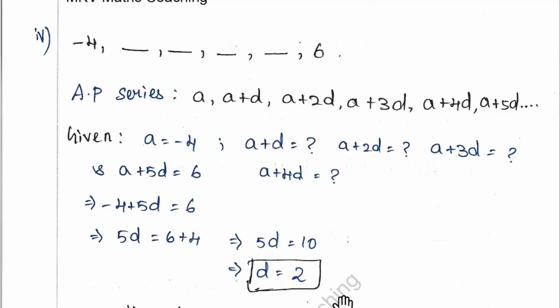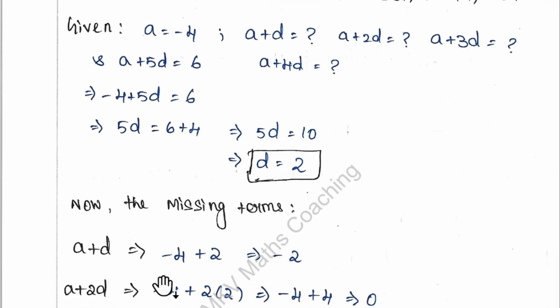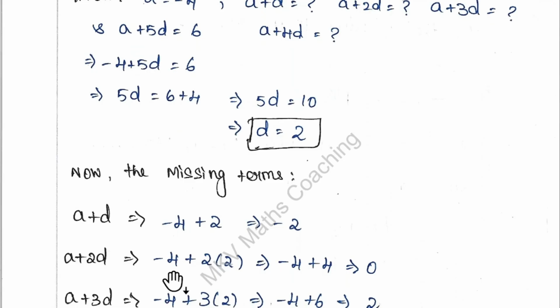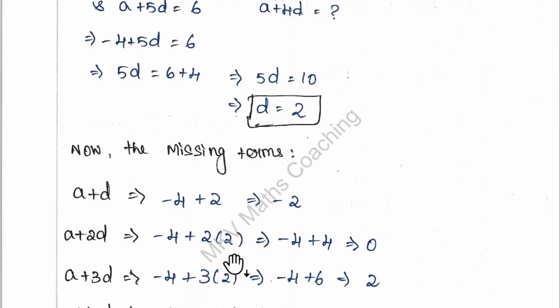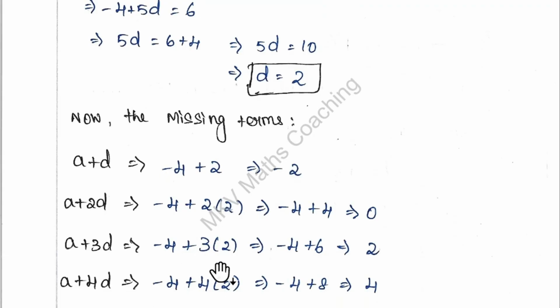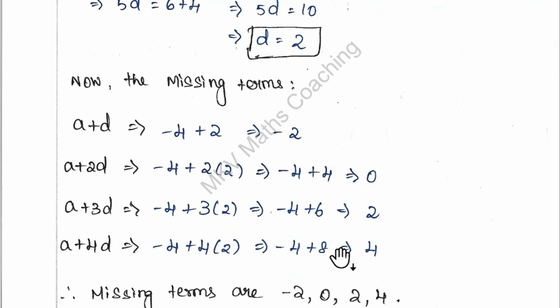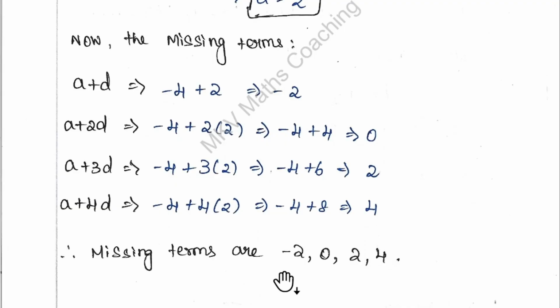So A and D are known right now. A is minus 4, D is 2. So just substitute in A plus D: minus 4 plus 2 will give you the A plus D value, minus 2. And A plus 2D means minus 4 plus 2 into 2, so that will give you 0. A plus 3D is minus 4 plus 3 into 2, that will give you 2. So A plus 4D is 4. So the missing terms are minus 2, 0, 2, 4.